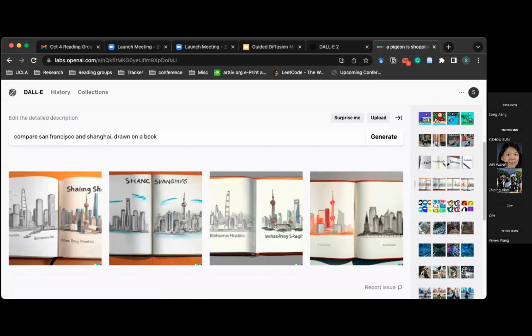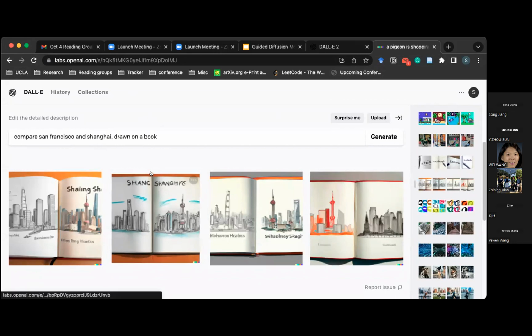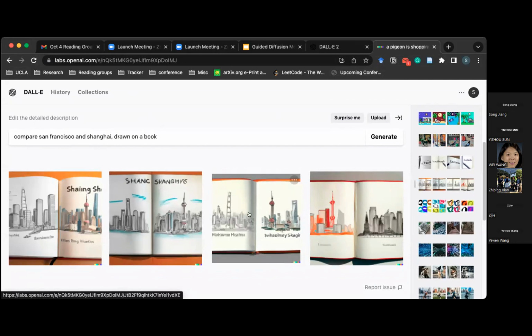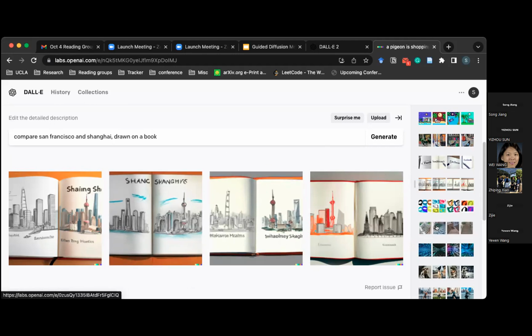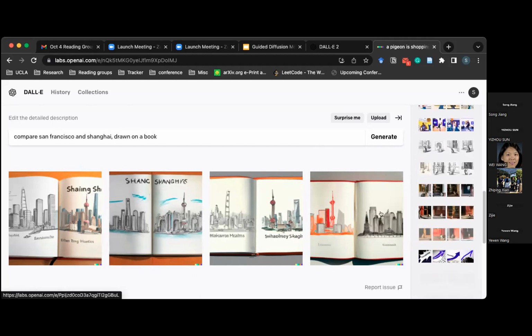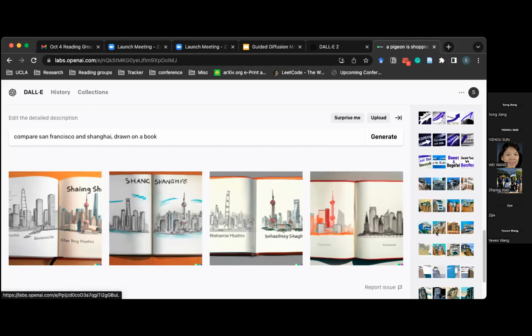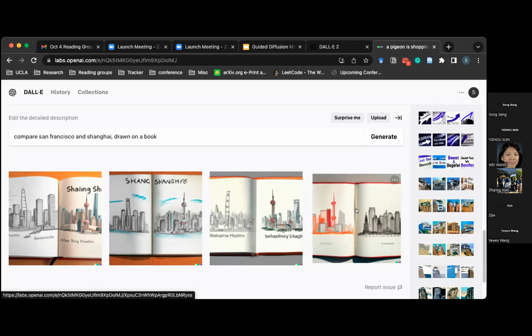What I write is: compare San Francisco with Shanghai, drawing on a book. Amazing, right? If we only look at the figure, I cannot draw something like this. It's amazing for me. But again, just like what we know before, the semantics, the text, is not that good. This is a good example that I really want to show to all of you, because this figure shows the bias of the diffusion model.